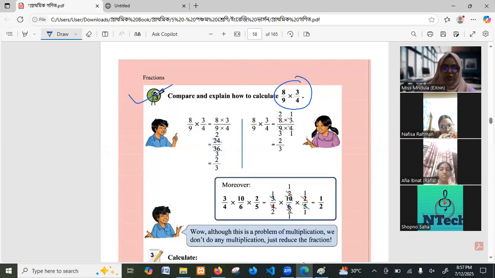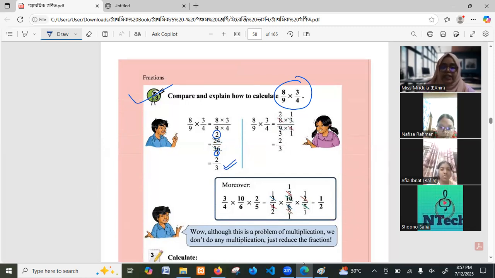Okay. So the first one, in the third step, they are cutting down. So 8 times 3 they have written, 9 times 4 they have written, then they did the multiplication. So 8 3s are 24, 9 4s are 36. And then they cut down with the help of what number? By 12. So 12 goes to 24 2 times, and 12 goes to 36 3 times. So that's how they got 2 by 3 as the answer.